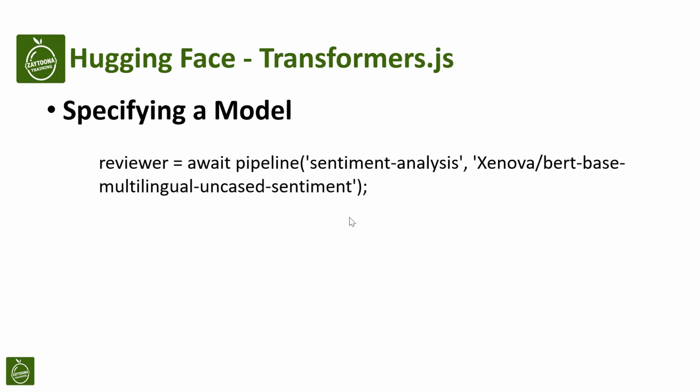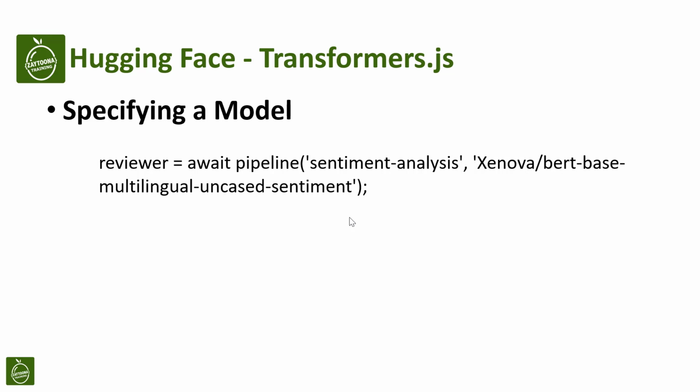Transformers.js doesn't just restrict you to default models. It allows for greater customization. If you have a specific model in mind, you can easily specify its name when setting up the pipeline. Here, we are instructing the pipeline to use the Xenova bert-base-multilingual-uncased-sentiment model for sentiment analysis. By doing so, the specified model will be downloaded and used for our tasks. This feature offers flexibility, especially when you want to use models tailored for specific languages or tasks.